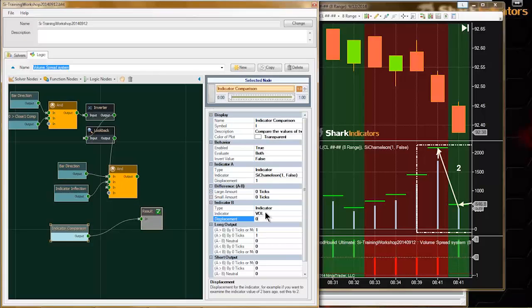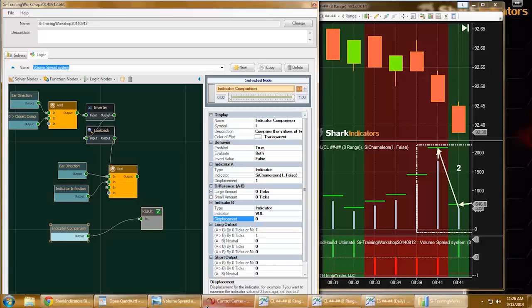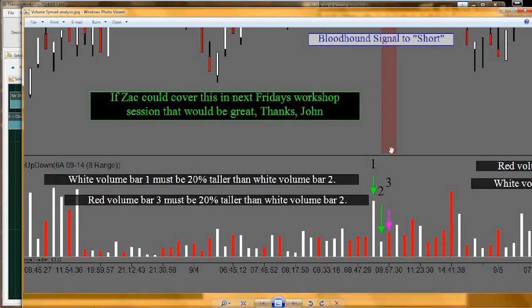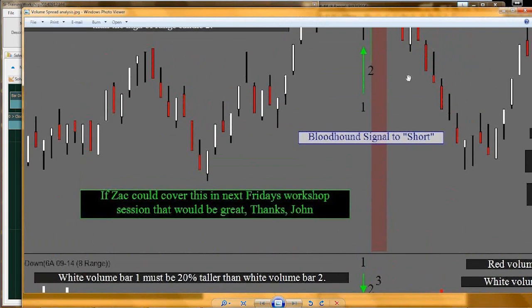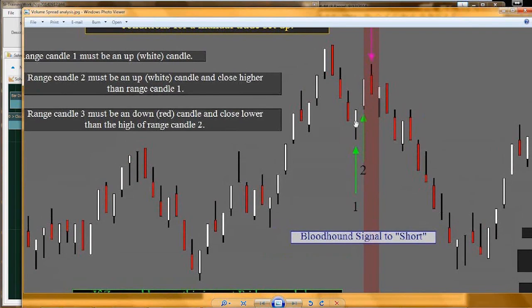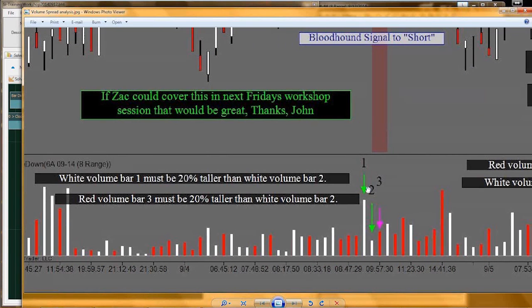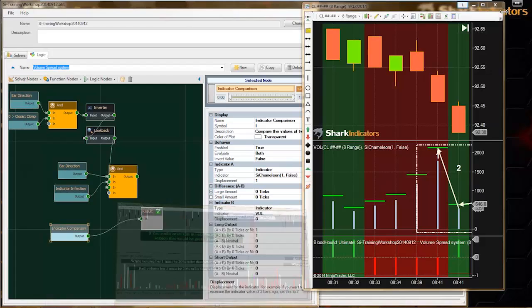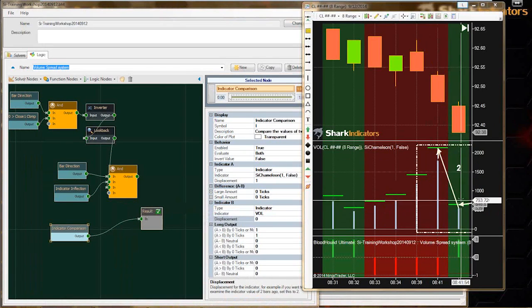And all right, so let's go back to the original set of rules here. As we're told, this setup that we're building is actually looking for a short signal out of BloodHound. Right? So this volume condition, we want a short output when this volume condition is found. Right? We want a short output, so let's keep that in mind. Because look, right now we actually got a long output here.